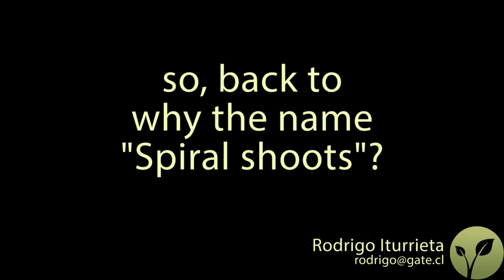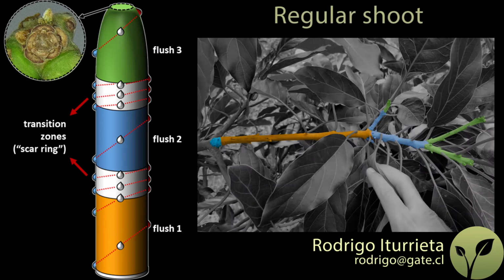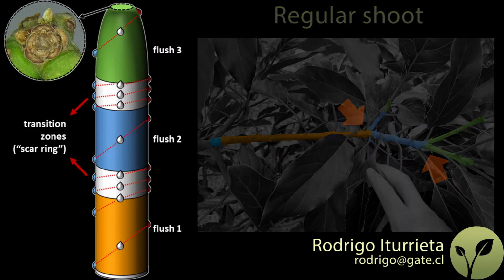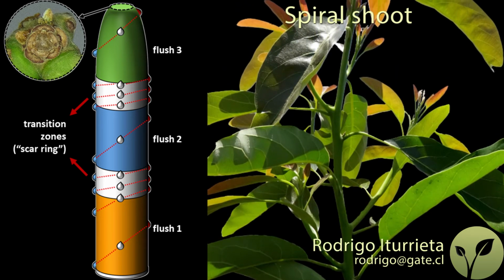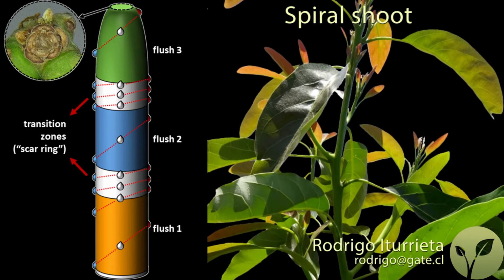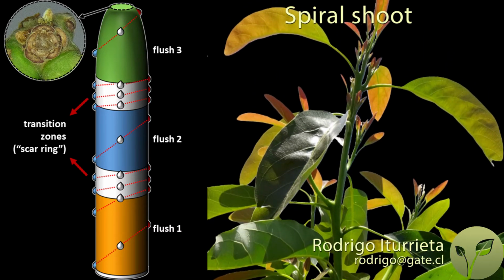So, back to why spiral shoots. You will have all these buds align among themselves in 5 lines around the shoot. Regular shoots, like this Hass shoot, will more likely release lateral shoots right below transitions and not through the length of each flush. Instead, spiral shoots are not only longer, they tend to release almost every single axillary bud into lateral growth. I said almost every single axillary bud because there's another pattern that occurs.